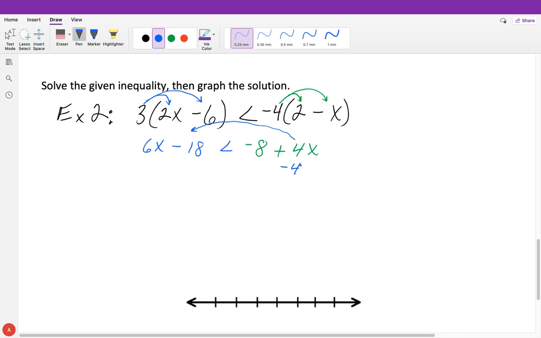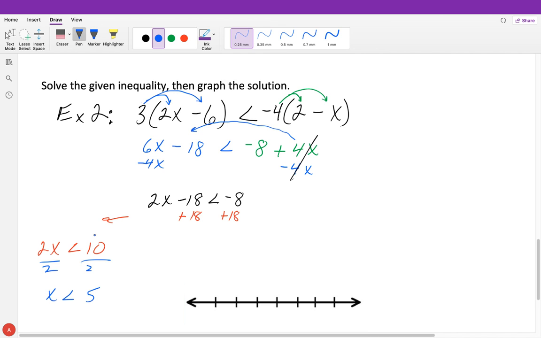So I'm going to subtract my 4x from both sides. And remember, with subtraction, you do not need to change anything. So that just cancels out. So 6x minus 4x gives me 2x. Minus 18 is now less than negative 8. Then I need to get this x all by itself. So I'm going to add 18 to both sides. And then I'm going to write it over here because I'm running out of space. So then I get 2x is less than 10. And now I'm going to divide each side by 2, so x is then less than 5.